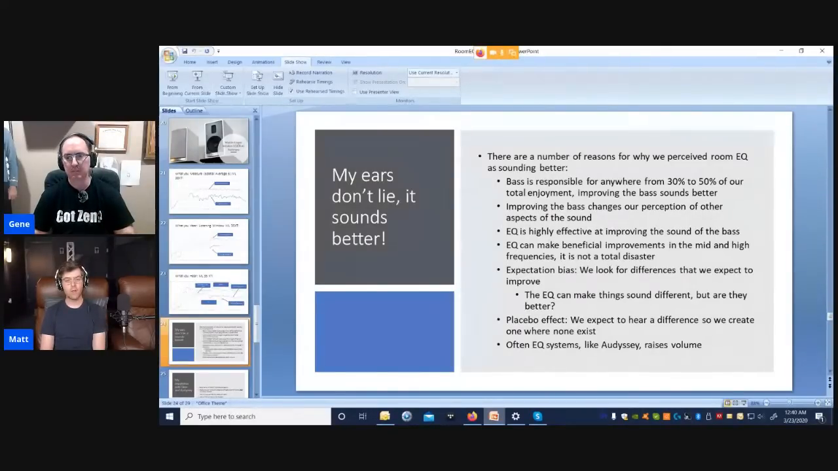For sure. So the bigger point we're making here is that it is not uncommon for things that actually measure worse to sound better simply because they're louder, or we think they're going to, or we're looking for certain things. And so, that's a problem.